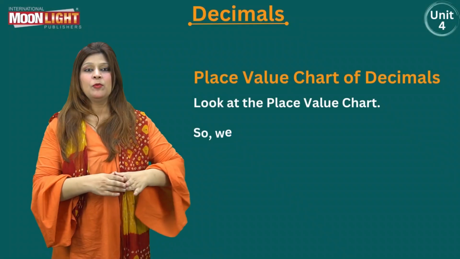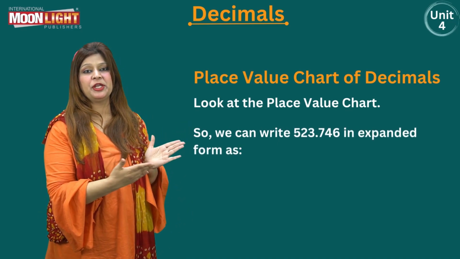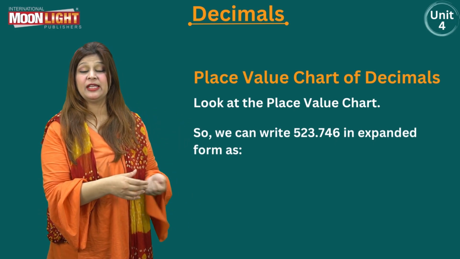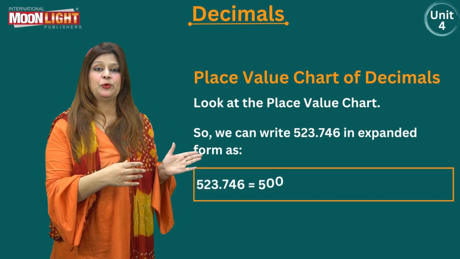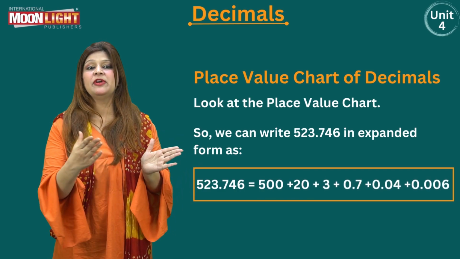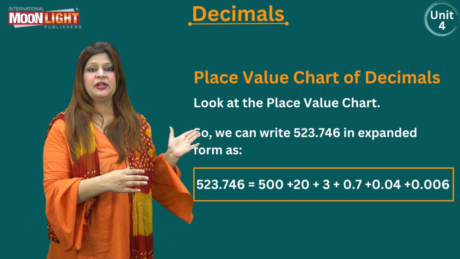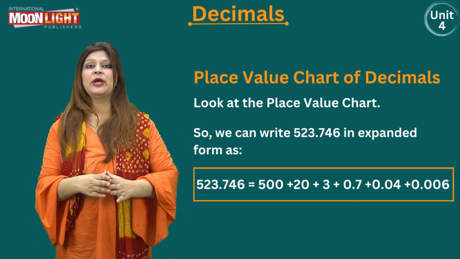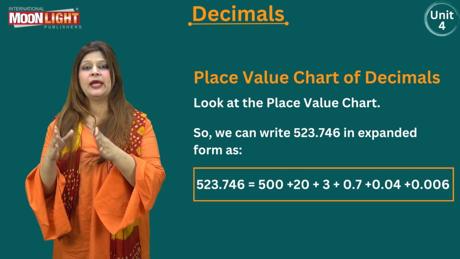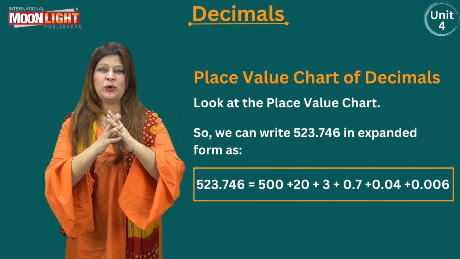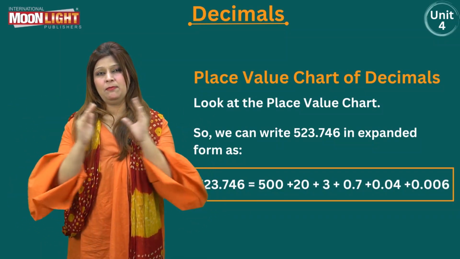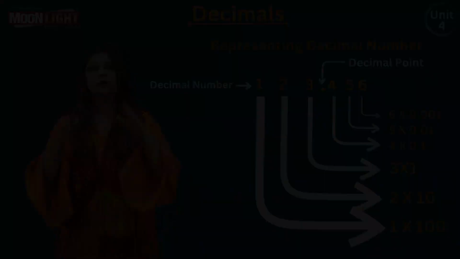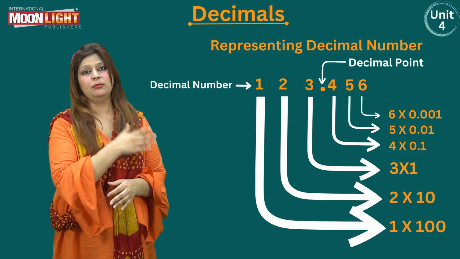Okay, so we can write 523.746 in expanded form in the same way as we have studied in unit number 1. 523.746 is equal to 500 plus 20 plus 3 plus 0.7 plus 0.04 plus 0.06. So in this way we expand the number. Okay, बड़ा करके plus के साथ उसको हम लिख लेते हैं in the same way. So here we can represent the decimal number like this.